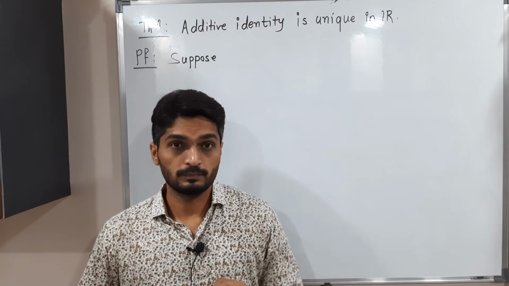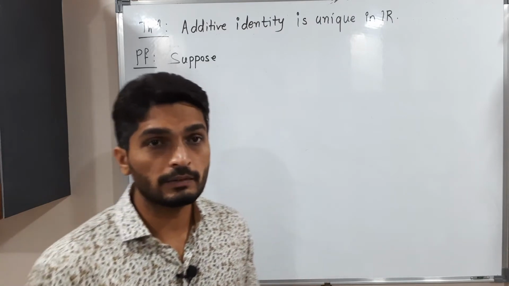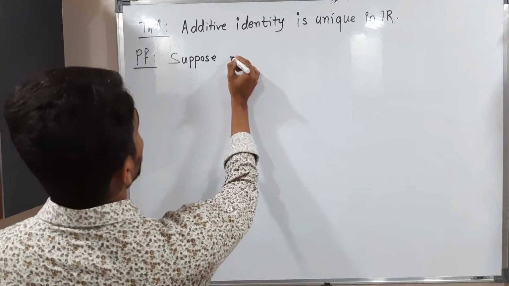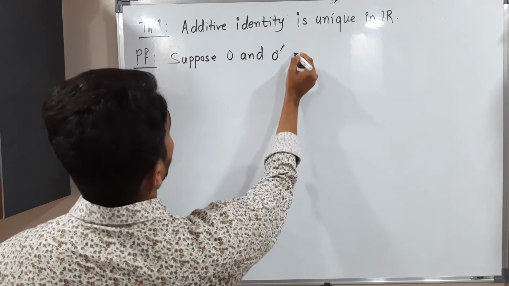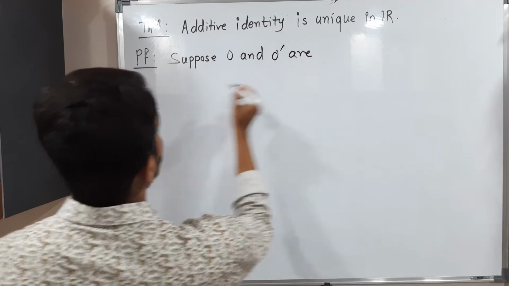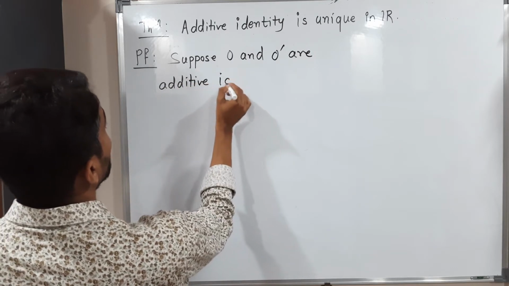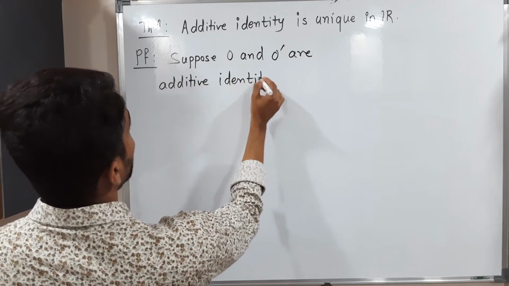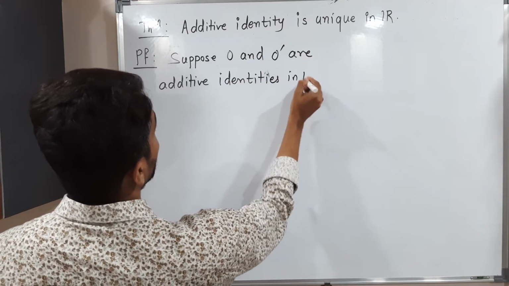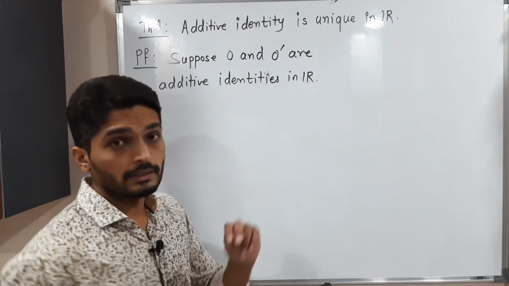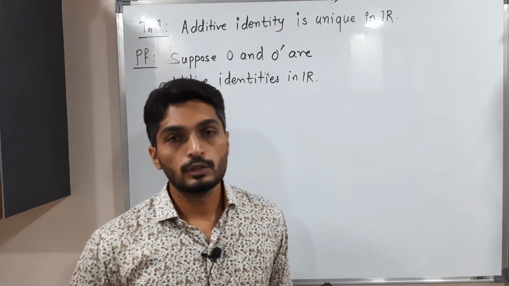So I will assume there are two additive identities. There are two numbers which are additive identities. So suppose 0 and 0 dash are additive identities in R. I am assuming there are two identities, 0 and something 0 dash. We don't know what 0 dash is, but I am assuming it. So there are two identities.